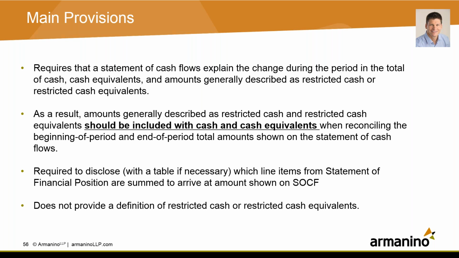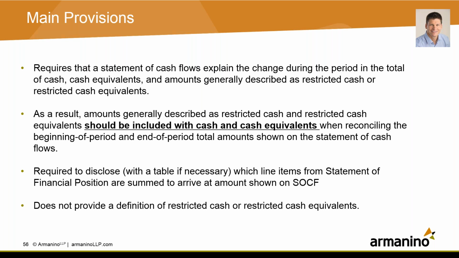And there was diversity in practice, and so what the FASB said is everybody should be doing it the same way. So now, under this new standard, you effectively take your restricted cash, include it in your cash and cash equivalents. So there will no longer be a separate line item showing the change in restricted cash. It's just part of all your other changes.